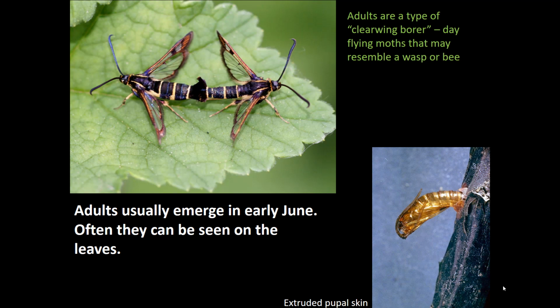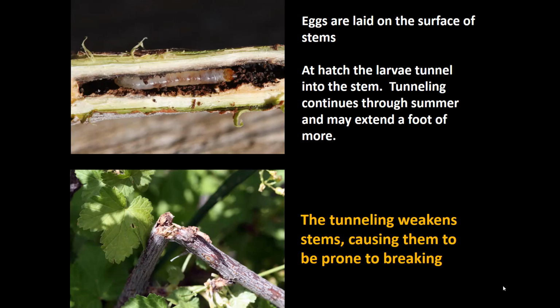So in this case, the adults are usually out in early June, and you might see them on the leaves or mating on the leaves even. They emerge from the stalk of the plant which they infested the previous year. The pupal skin will get pulled out, and we'll revisit this also. When a clearwing borer comes out of a plant, often they will pull and leave extruded the pupal skin, which helps you diagnose what that borer might be.